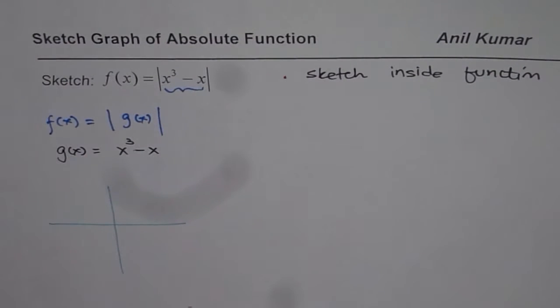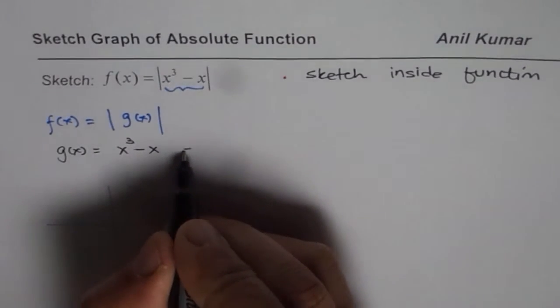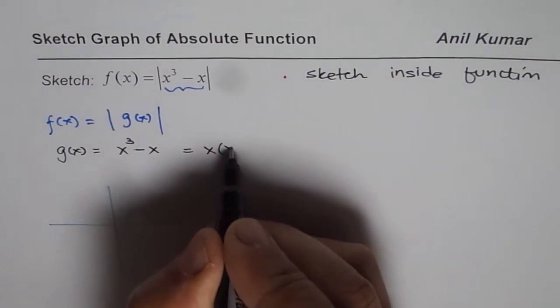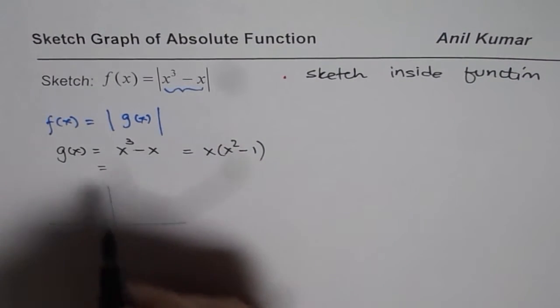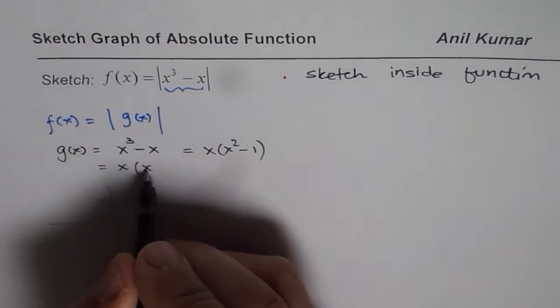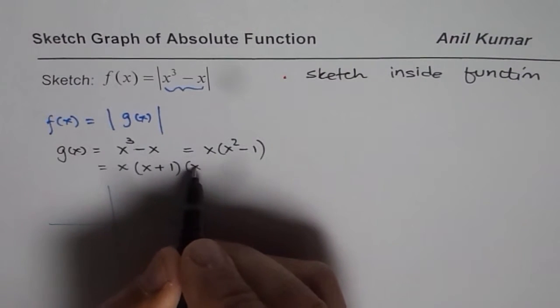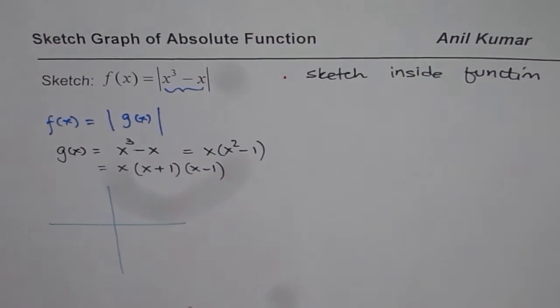G of x, it's a cubic function. We could actually factor this. If I factor x, I get x squared minus 1, and x squared minus 1 can also be factored. So you get x plus 1 times x minus 1. So that is g of x.